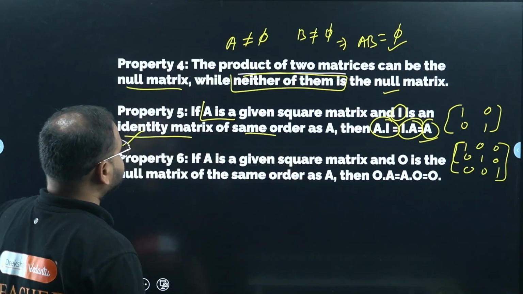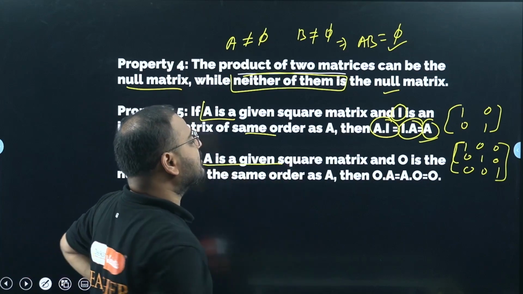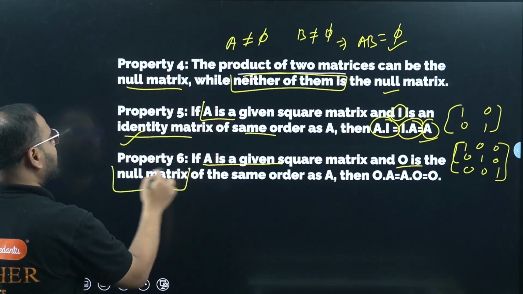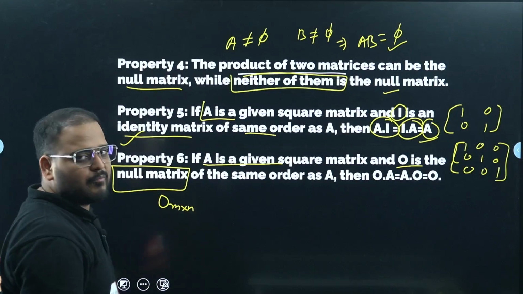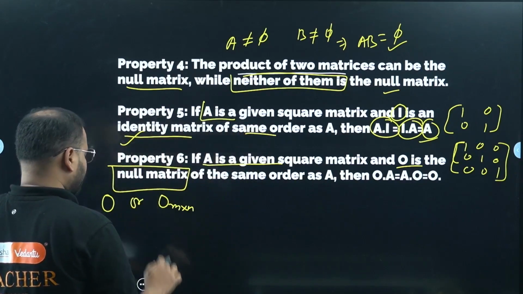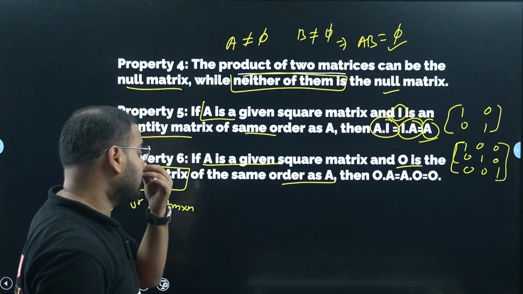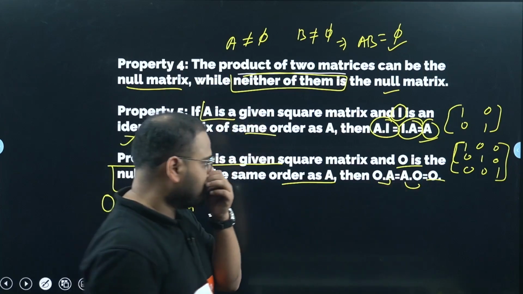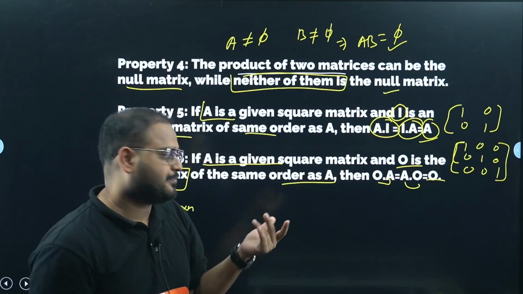Okay, property 6. If A is a given square matrix, and 0 is the null matrix, this is how we represent it. I can write the null matrix as just 0 or as 0 of order m cross n, the same order as A. Then 0 into A or A into 0 will give me 0 only. So if you multiply a null matrix with any square matrix, the result is 0.